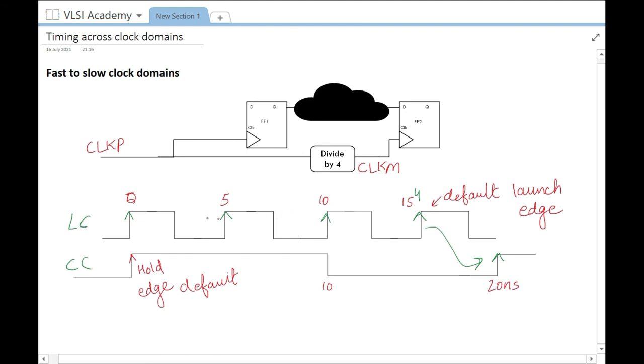Why? Because now the tool will try to match with respect to this 0th launch and give a multi-cycle path of 2. So if you do that, the tool will move the setup edge 2 cycles forward. So that will be this edge now. So your multi-cycle path of 2 comes at this edge. This will give the multi-cycle path of 2.